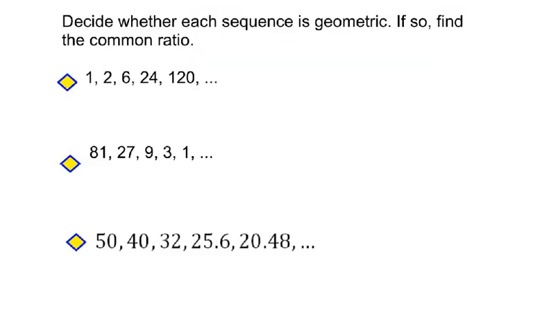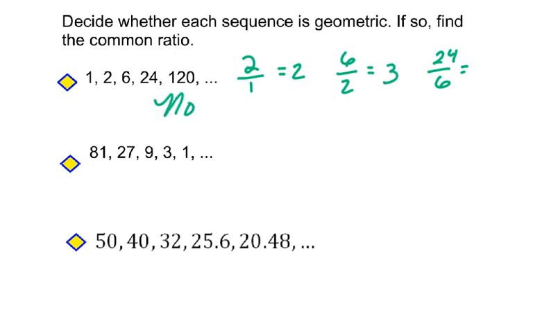Decide whether each sequence is geometric. If so, find the common ratio. Being geometric, with a common ratio, means that the second term divided by the first term should be equal to the third term divided by the second term, which should be equal to the fourth term divided by the third term. So the second term divided by the first term is 2. The third term divided by the second term is 3. Okay, we already know the answer to this is no, there's not a common ratio.